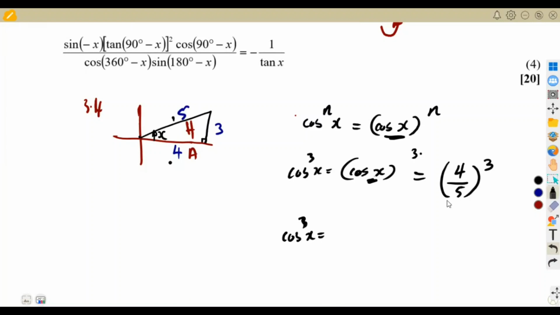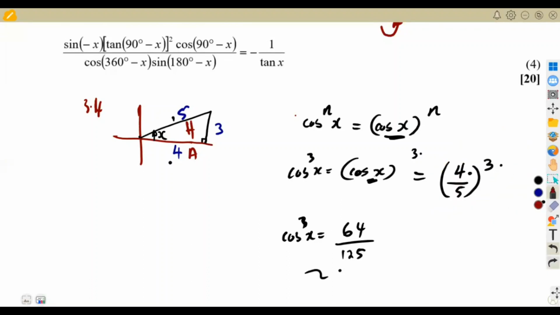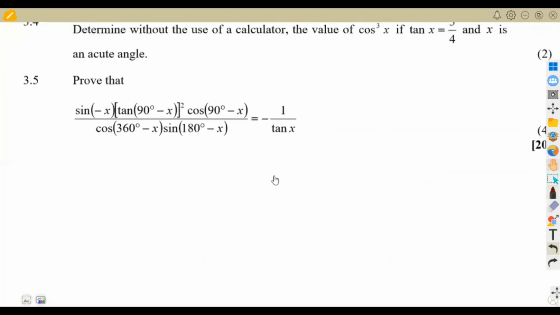So our cos cubed is going to be 4 to the exponent of 3, which is 64, over 5 to the exponent of 3, which is 125. Even if you use your calculator, no one is going to know that you have used it to simplify this. You can just use your calculator to find your answer. So that would be 64/125. That's it. So you see how these questions can be given. You just have to play around with the type of question that you are given.